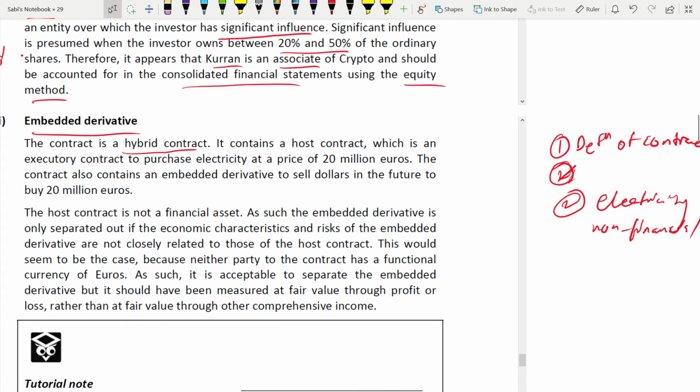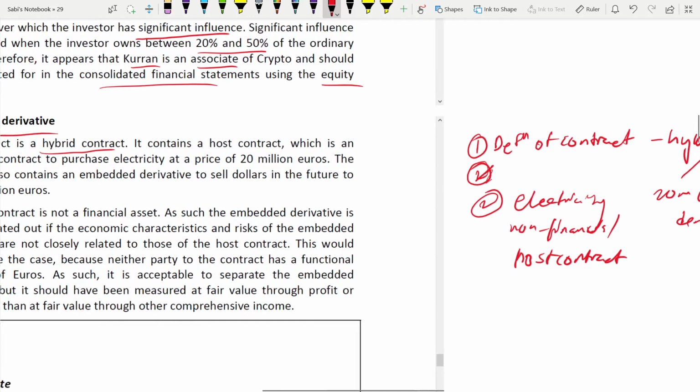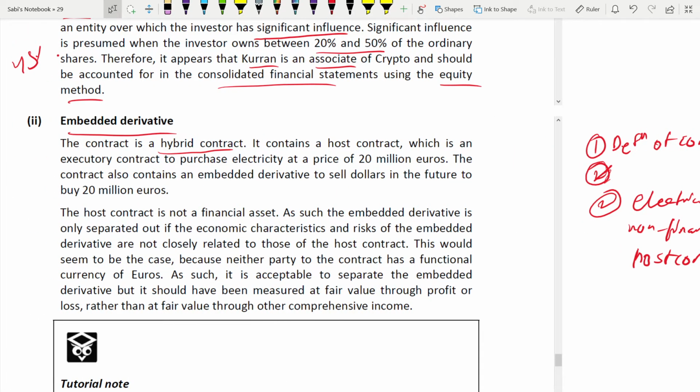Exactly, that's what they have written. Whatever I'm doing on the right side, that's what they have written. So electricity, this is known as what? There's a name for that when there's a hybrid contract. Host contract. Host contract. Don't forget this word. You have to mention this word in your answer. Electricity is the host contract. That means the main contract is electricity only. That other one comes along with it. So the one who is hosting is what? Electricity. Host contract. Okay. And this host contract is an executory contract.